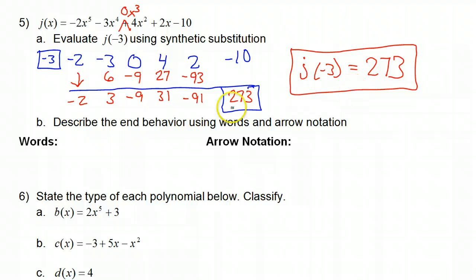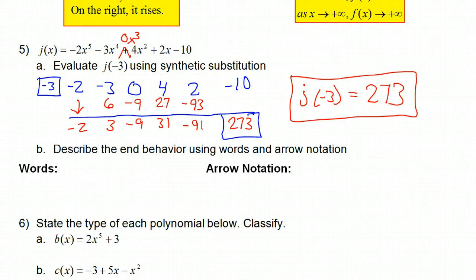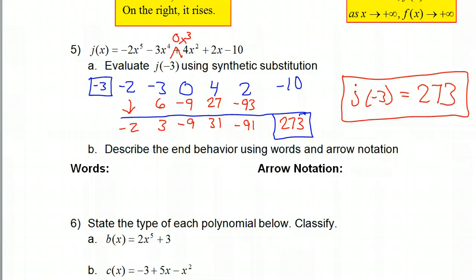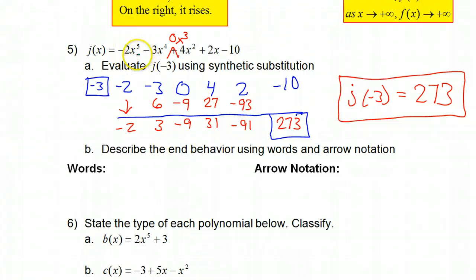Good times. Describe the end behavior using words and arrow notation. Again, they did not give us a picture, but we can do an end behavior sketch that will get the job done. You need to focus on two things: the degree and the fact that it's a negative leading coefficient. All odd degree polynomials share the same end behavior. We have memorized the end behavior of a cubic, which is odd.